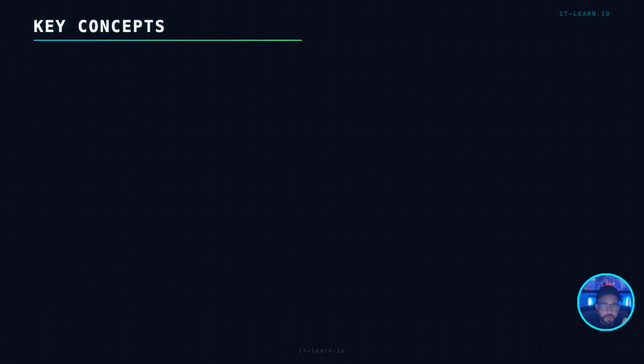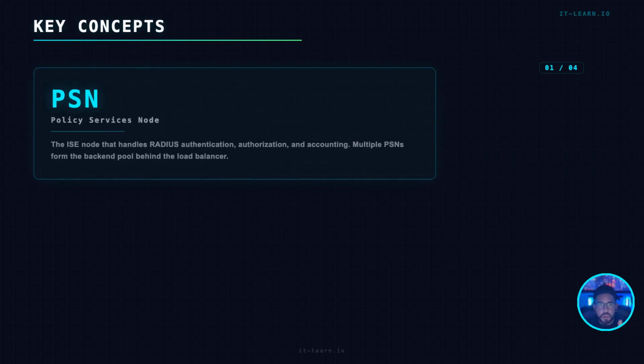For this part of the video, I want to make sure that we talk a little bit about some key concepts and terminology. Before we jump into any configurations, let's lock down some vocabulary because Cisco uses specific terms throughout this guide and you will need to know them just to follow along. The first one we're going to start with is the PSN, or the Policy Service Node. This is the ISE persona that actually handles RADIUS requests and makes the policy decisions.